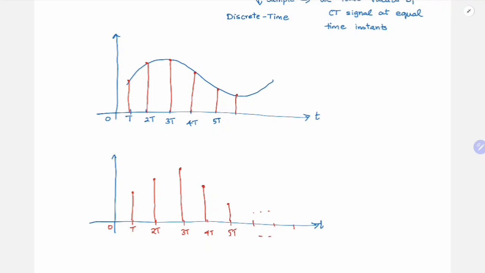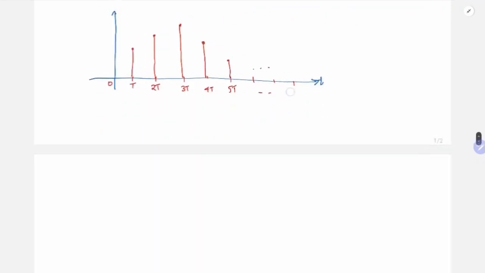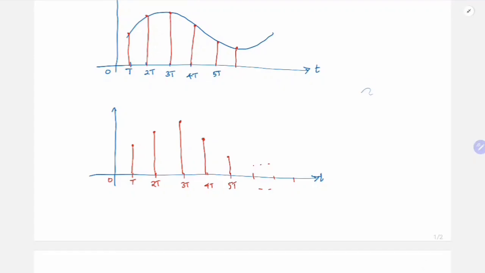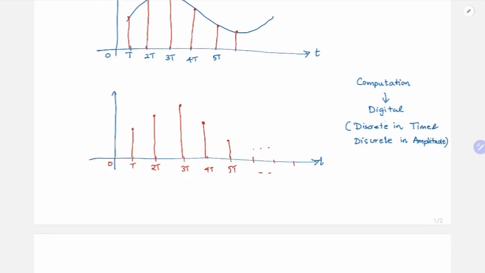So why is this necessary and why is this helpful? That is what you'll be seeing. Why is it necessary? It's because all our computers nowadays, which do the computation, work in digital, right? Digital is nothing but discrete in time and discrete in amplitude. And over the years, this has grown drastically, saving time, effort and power in terms of applications.